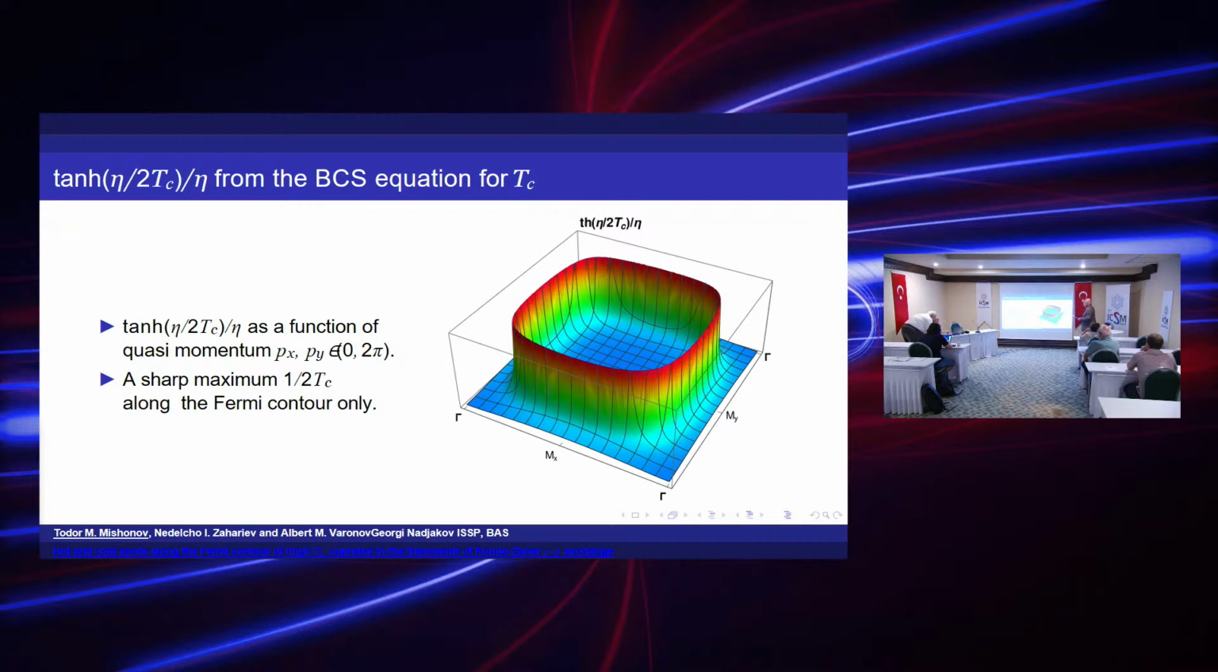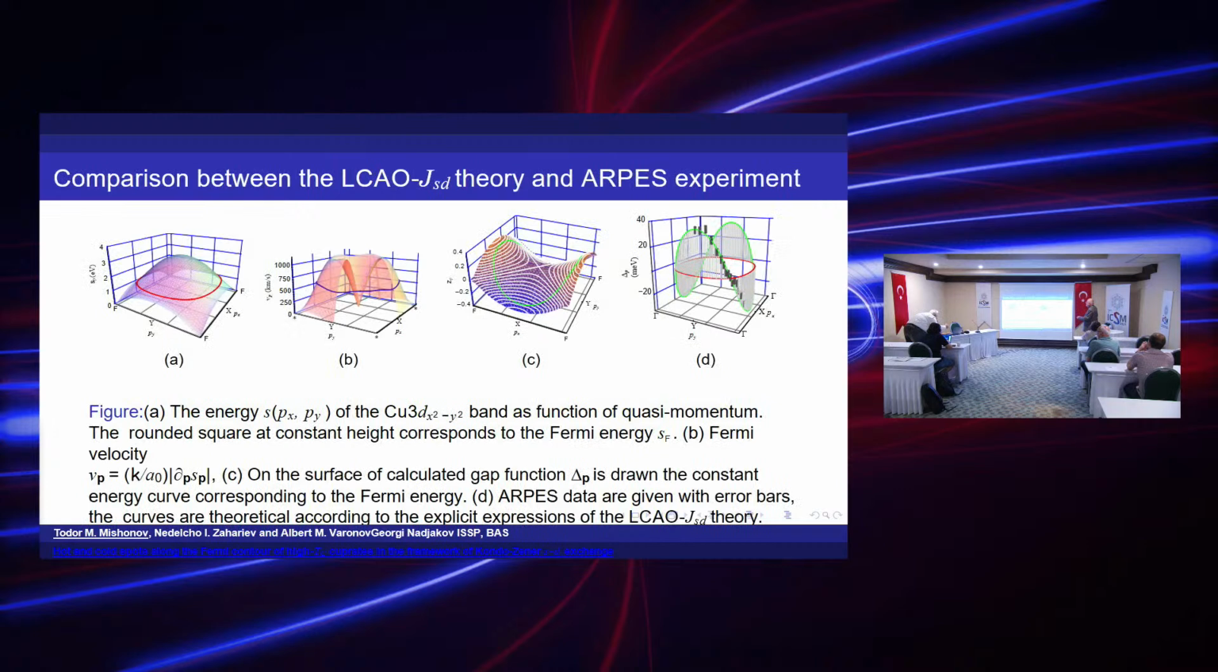In BCS theory, we have the tangens hyperbolicus integrand, which can be drawn for this rounded square shape of the Fermi surface. Those are data by Campuzano. We have a Fermi surface. We have D-type gap anisotropy, and those experimental data are ARPES data by Campuzano for the energy gap of optimally doped cuprate.